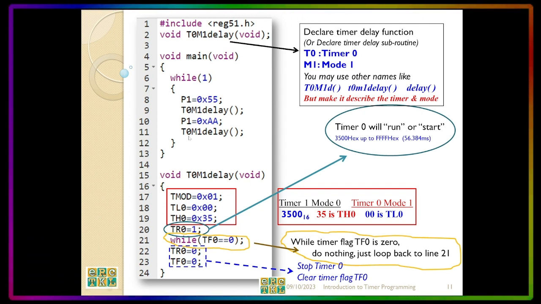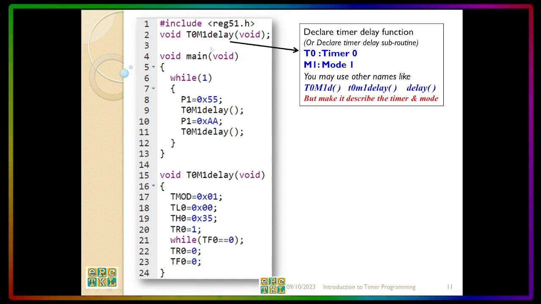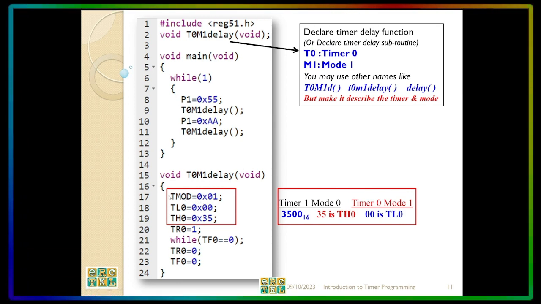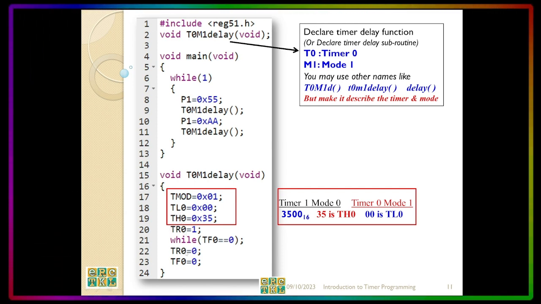So again, as I have explained, let's go back. This part is line number 2. This is to declare the timer delay function, where you will see the timer number and the mode number. And then in the timer delay function or subroutine, you will always have TMOD, TL0, TH0, although it's not always 0. It can be TL1, TH1, TR1, TF1. So if you follow this way, you will always write it in this manner: TMOD, TL, TH, TR, and TF.